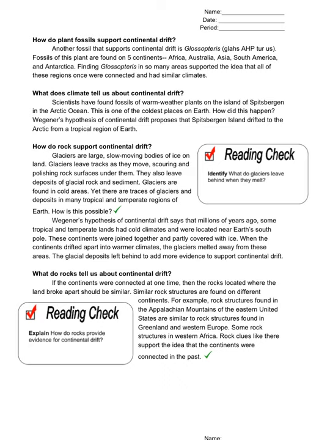Wegener's hypothesis of continental drift says that millions of years ago, some tropical and temperate lands had cold climates and were located near Earth's south pole. These continents were joined together and partially covered with ice. When the continents drifted apart into warmer climates, the glaciers melted away from these areas. The glacial deposits left behind add more evidence to support continental drift.